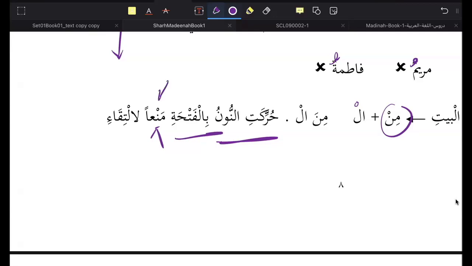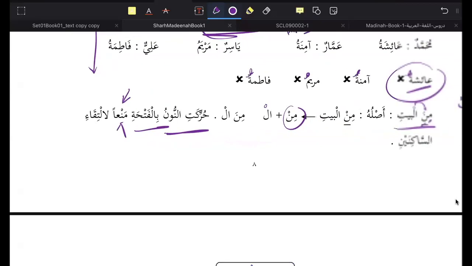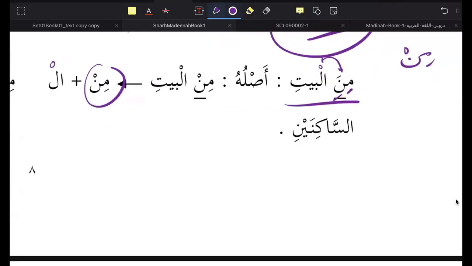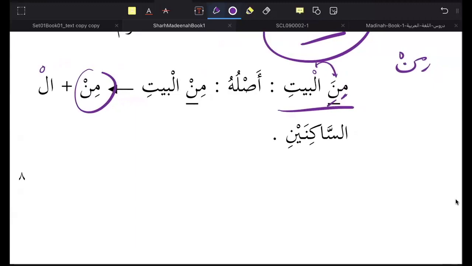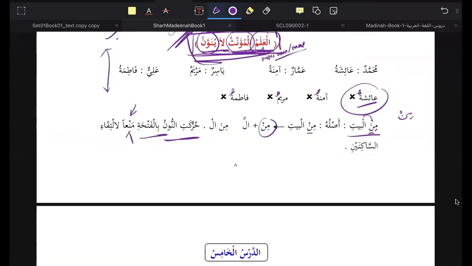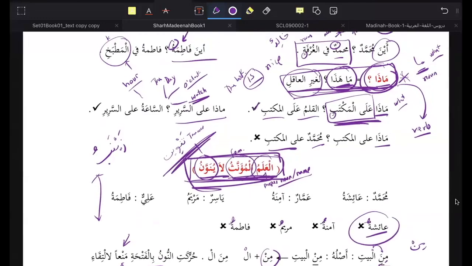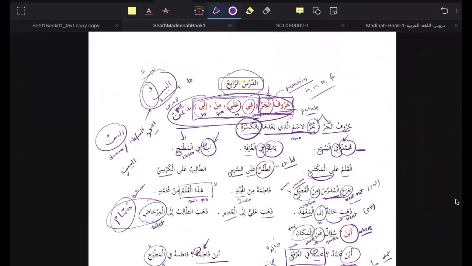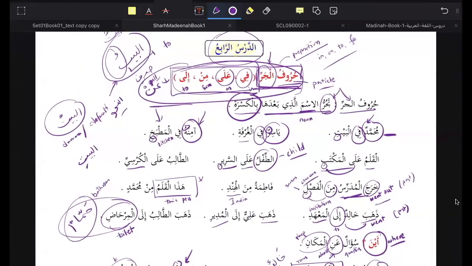Why? Because we want to prevent having two sukuns, iltiqa'i sakinain. We don't want to have two sukuns. In Arabic, we cannot have that. So just to prevent that from happening, we are putting a haraka. Make sense, guys? Any questions from here? So this is your chapter number 4. This is your what? Chapter number 4.